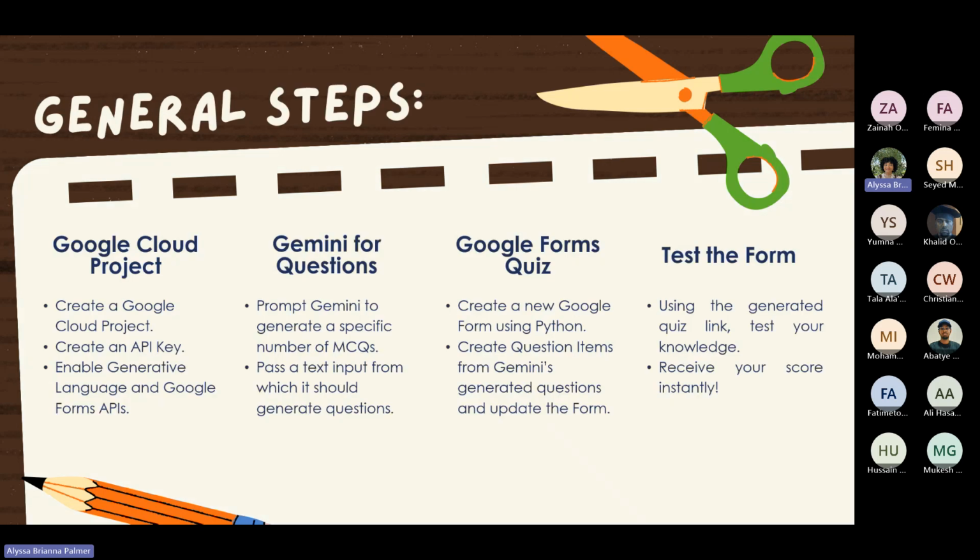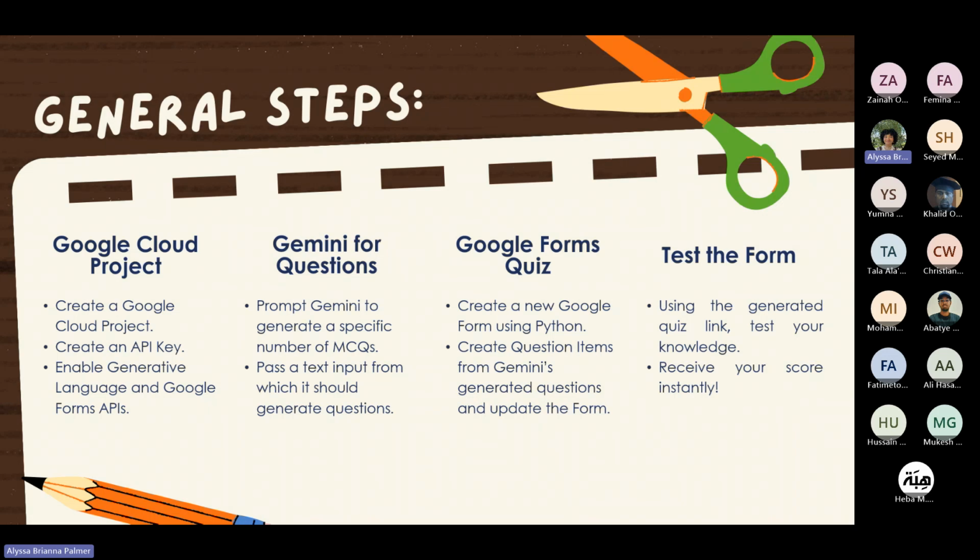So the general steps that we'll take today is first creating a Google Cloud project where we'll be able to create an API key. We'll be able to enable the generative language and Google Forms APIs, as these are the two that we need to complete today's workshop. We're going to prompt Gemini to create a specific number of multiple choice questions. This can be any number. We're going to do 5 just to keep things brief for today's workshop, but feel free as you're testing it and utilizing it later to increase that number to 10, 25, whatever suits your needs.